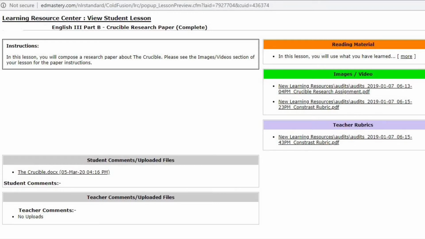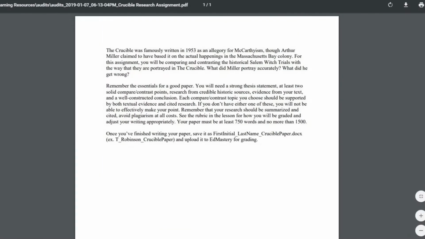Now, this is the same thing you're going to do on all of your essays. First, you need to read the assignment directions in detail. In case you have the Crucible essay, I'm going to read the directions. I know it's small on your screen, so I'm going to read it to you. Just bear with me. The Crucible was famously written in 1953 as an allegory for McCarthyism, though Arthur Miller claimed to have based it on the actual happenings in the Massachusetts Bay Colony.